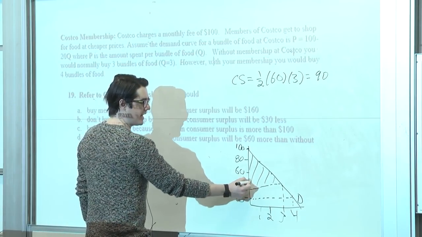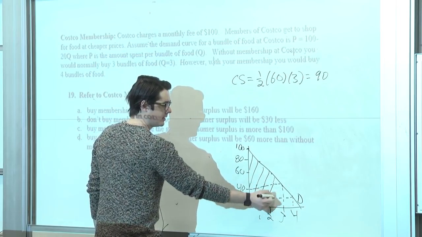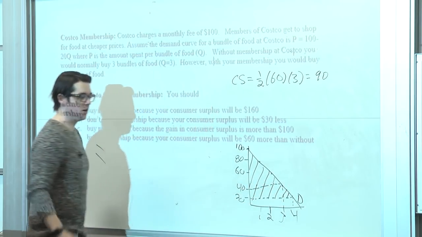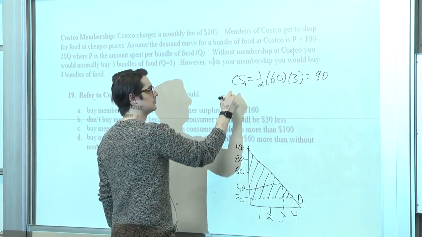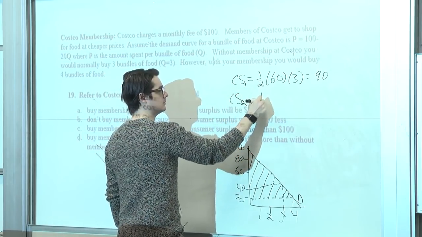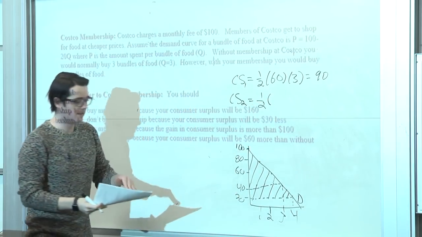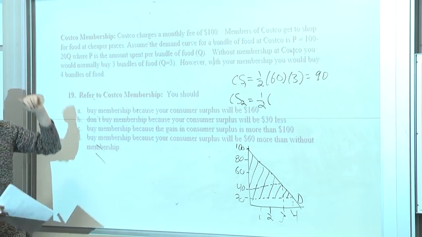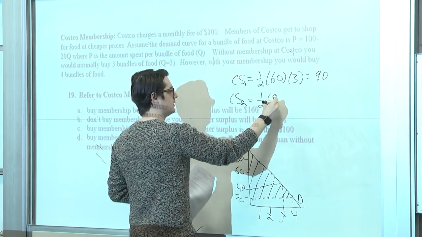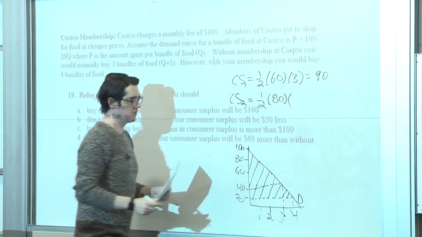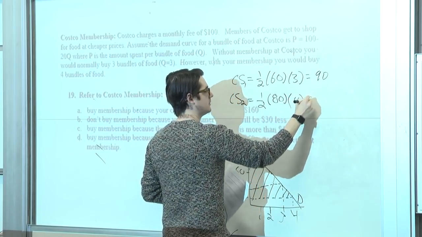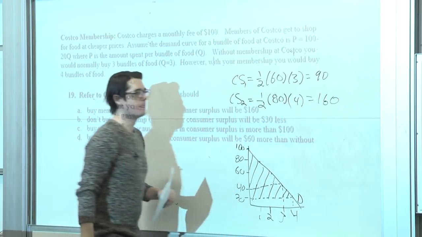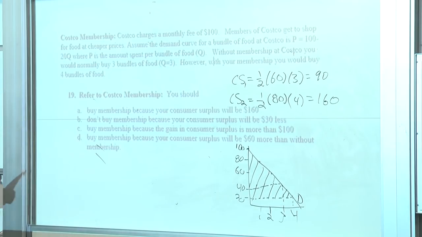Okay, so now if we do that, our consumer surplus is that whole triangle all the way down to 20 and over to 4. So now the height of that triangle is going to be what? Very good, 80. And the base of that triangle equals 160.